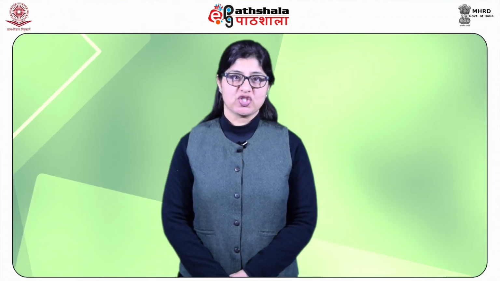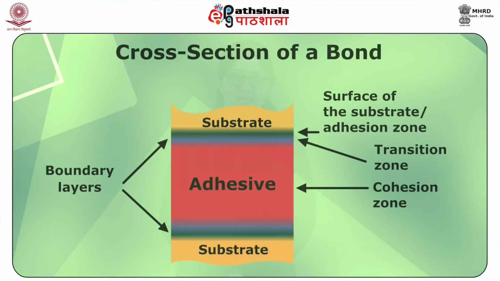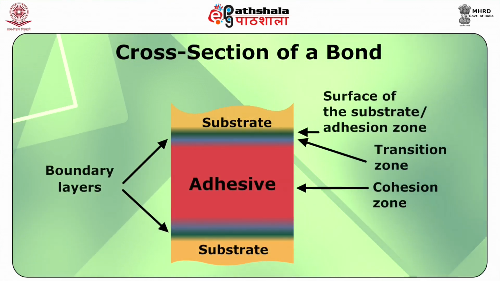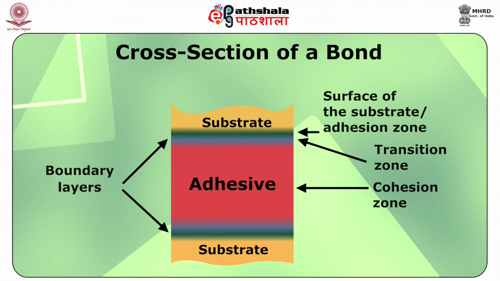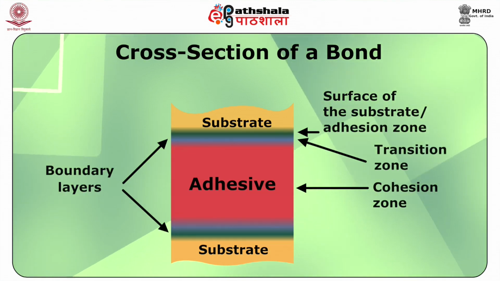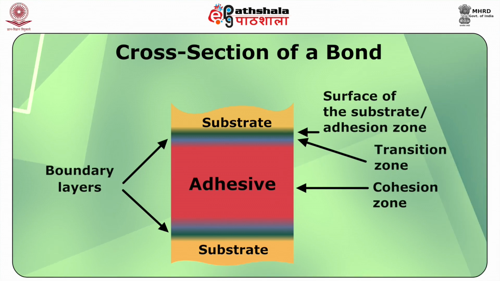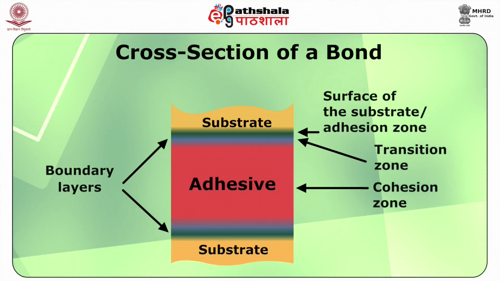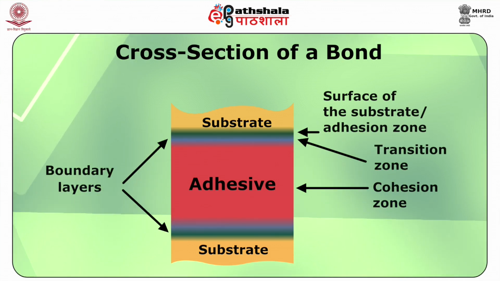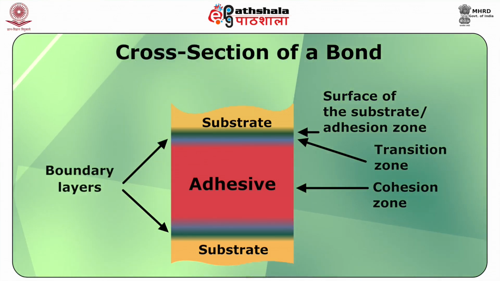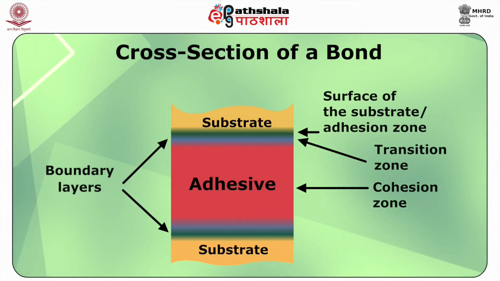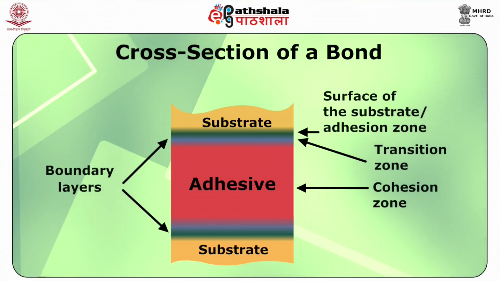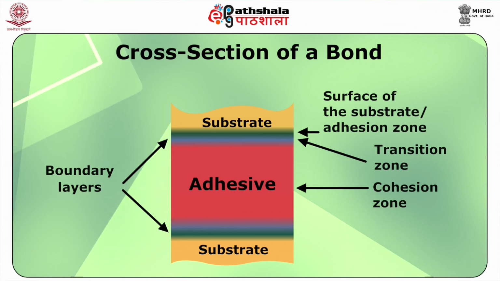The adhesive industry is one of the largest in the world, comprising a multi-billion-dollar industry. Adhesives can be used to join metals, ceramics, rubber, plastics, cork, and other combinations of materials. If you look at the cross section of a bond, we see substrate molecules which are bound together by adhesive. There are the boundary layers, surface of a substrate or an adhesion zone, a transition zone, and a cohesion zone.